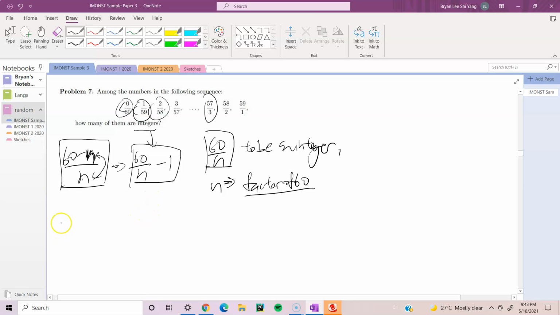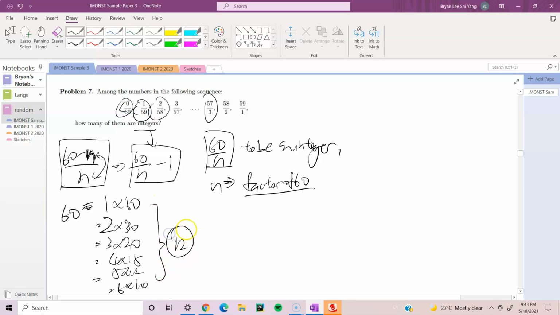So let's list out the factors of 60. I think the most traditional way to find the factors of 60 is making pairs, like 60 equals 1 times 60. I think you are taught this at school, I'm not sure. Maybe leave a comment down below. So 1 times 60, 2 times 30, 3 times 20, 4 times 15, 5 times 12, and 6 times 10. And I think that's it. So there are 12 of them. Among these 60 fractions, there are 12 that are integers. So our answer is 12.